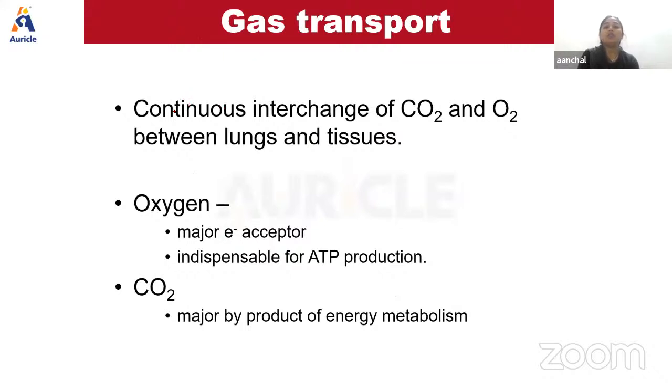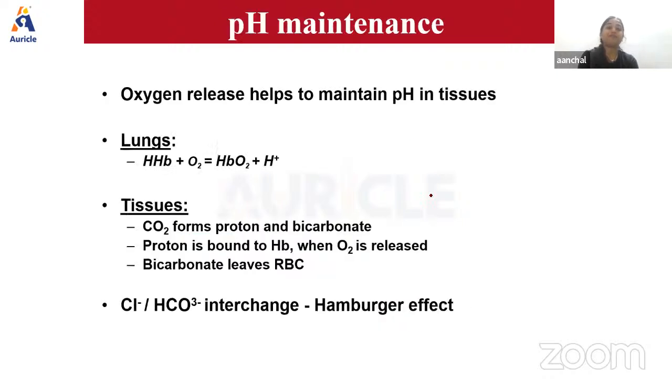Then gas transport. Continuous interchange of CO2 and O2 occurs between lungs and tissue, and oxygen is the major electron acceptor and is indispensable for ATP production also. And when we talk about CO2, it is the major byproduct of energy metabolism. Then in pH maintenance, oxygen release helps to maintain pH in tissues. We have this reaction in which hemoglobin combines with O2 to form oxyhemoglobin, and hydrogen ion will be produced.